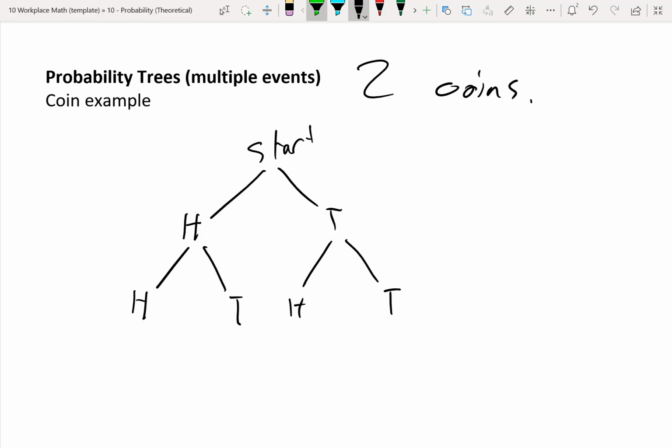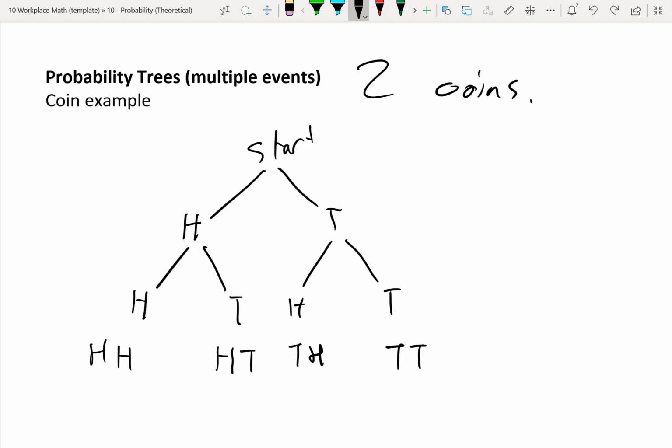Let's just say I flip my first coin and I got a head. Then when I flip my second coin, I could get a head or I could get a tail. So when you look at it, there's actually 4 outcomes here. You could get head head, head tail, tail head, or tail tail, by following the 4 different paths.